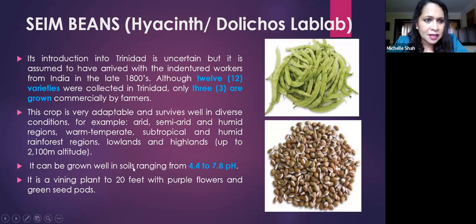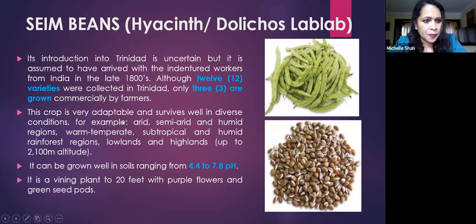Let us look at these same beans. Same is also grown in Trinidad, and its introduction to Trinidad is uncertain, but it is assumed to have arrived with the indentured workers from India in the late 1800s. Although 12 varieties were collected in Trinidad, only 3 are grown commercially by farmers.